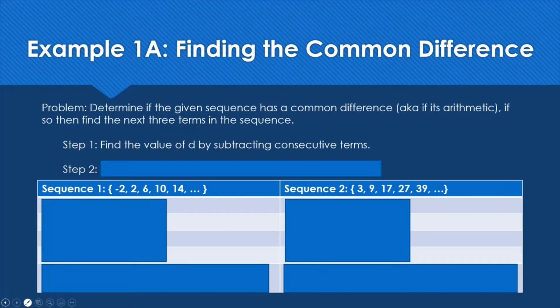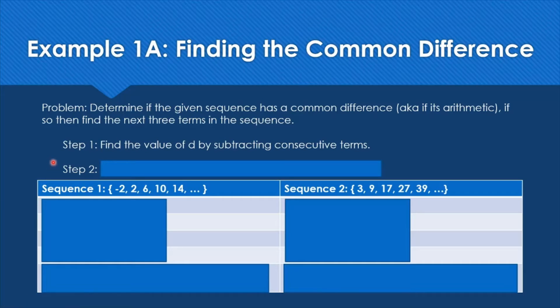Now to get into an example from class. This first example addresses those first two objectives, where we find a common difference by first determining if the sequence has one, and if it does, it would be arithmetic. And then we can find the next three terms that would follow the last term we are given.